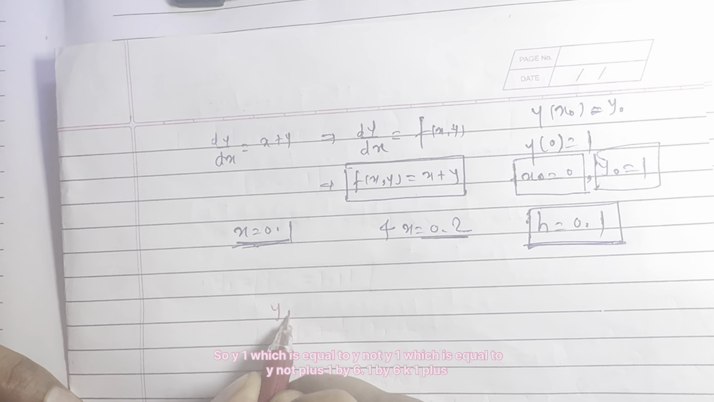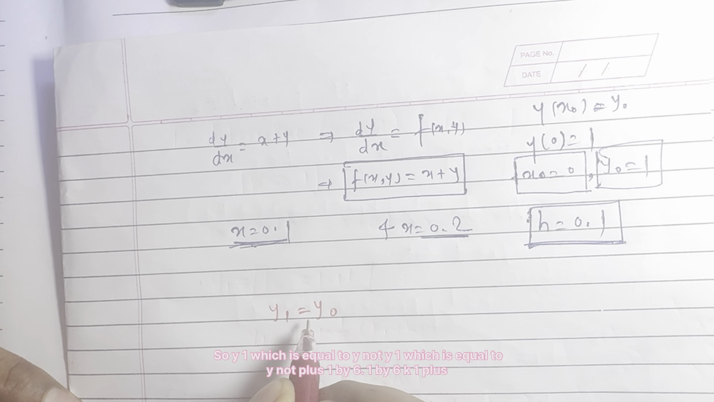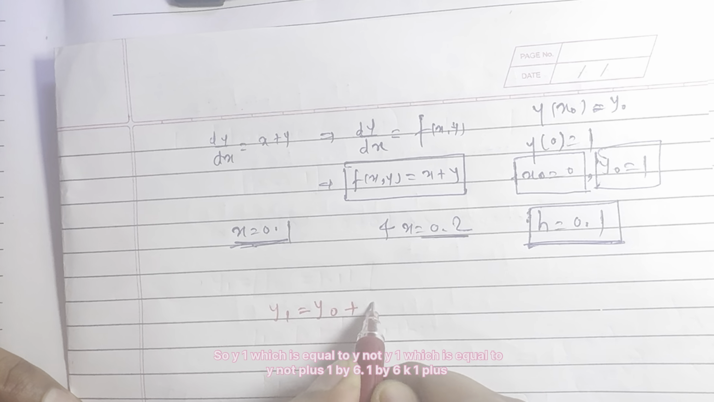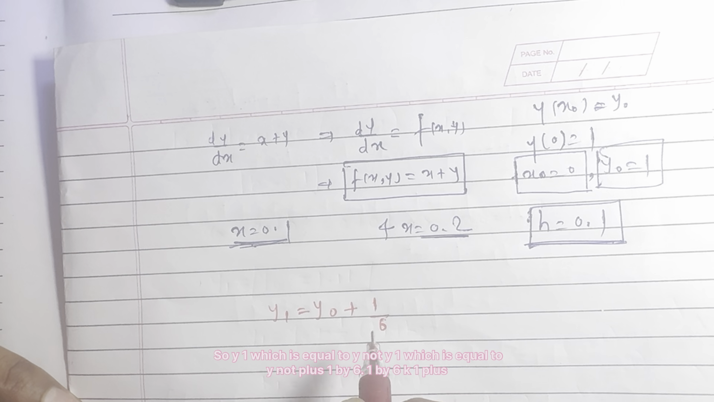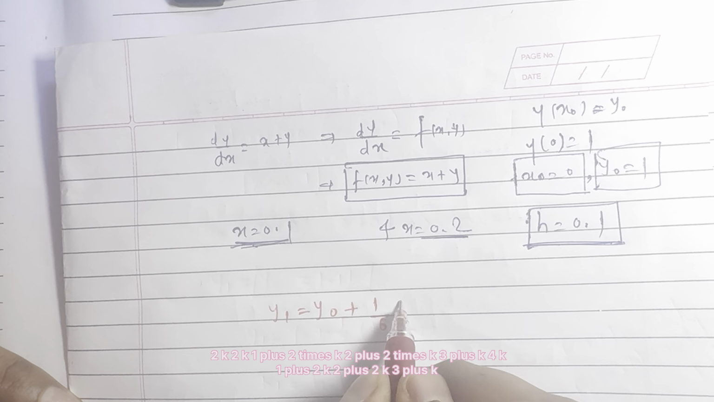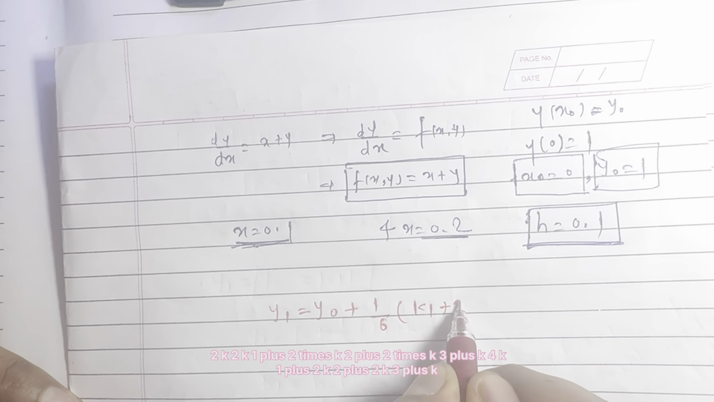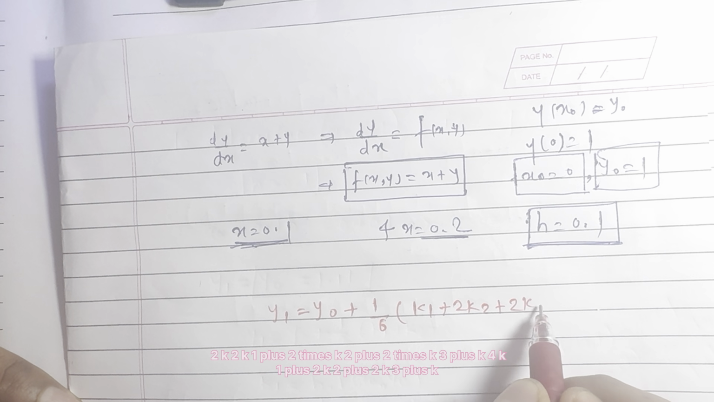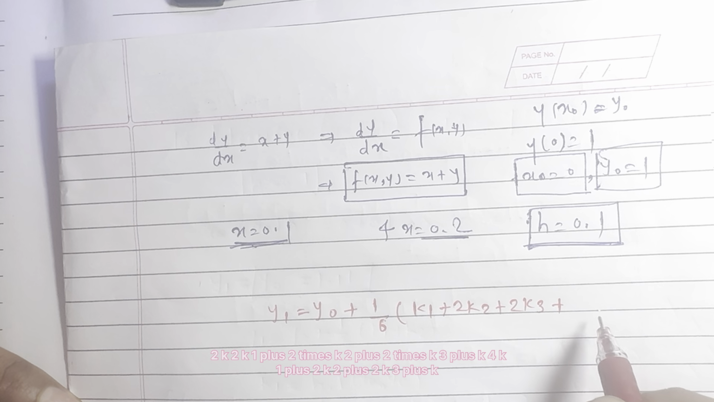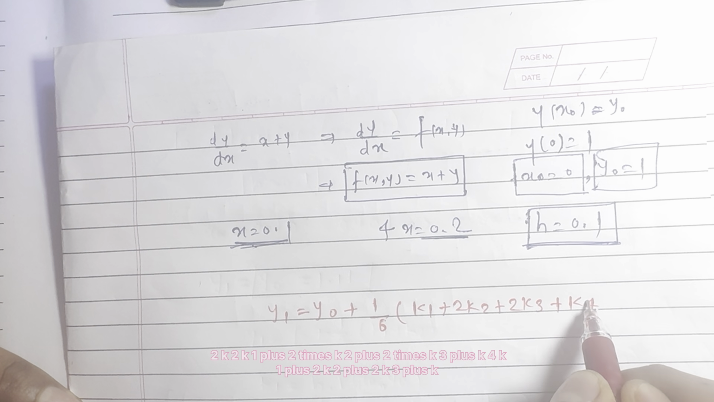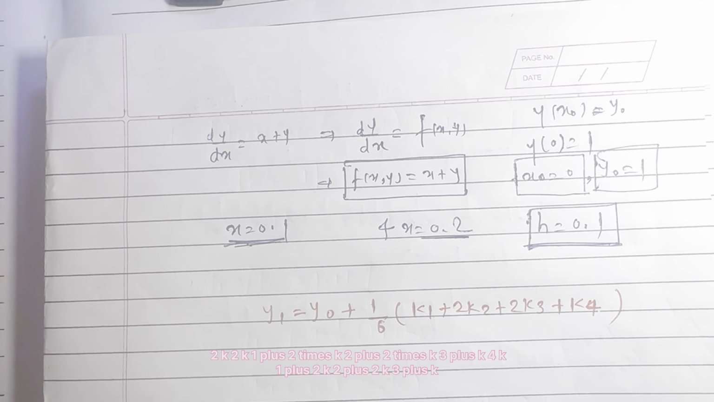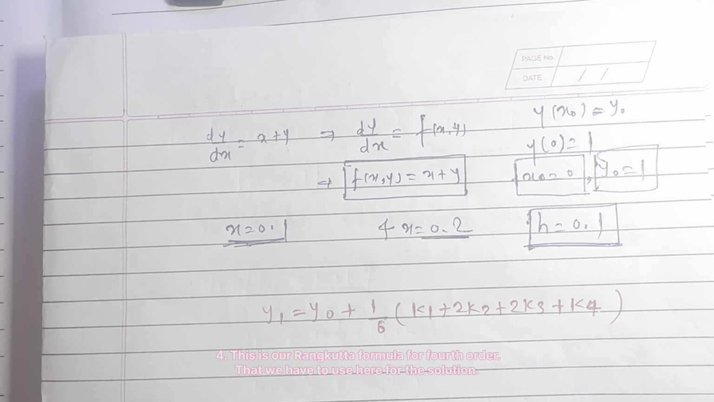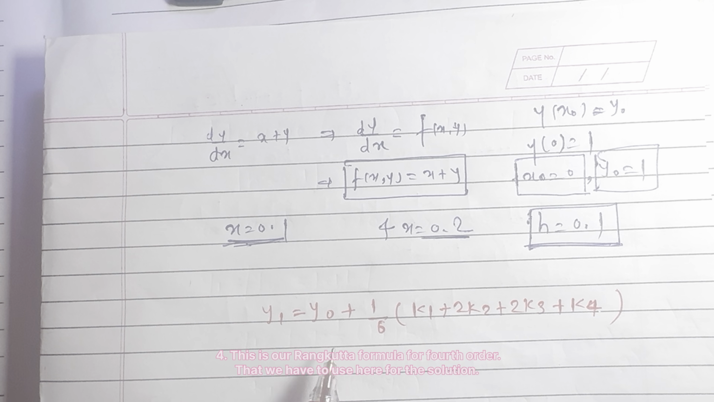y1 equals y naught plus 1 by 6 times (k1 plus 2 k2 plus 2 k3 plus k4). This is our Kutta formula for fourth order that we have to use here for the solution.